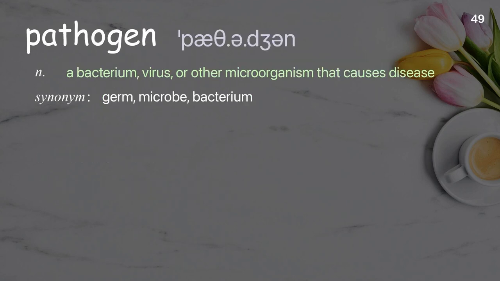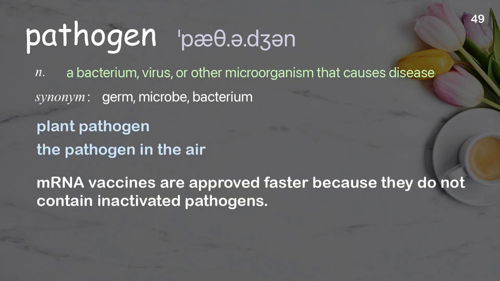Pathogen. A bacterium, virus, or other microorganism that causes disease. Examples: plant pathogen, the pathogen in the air. mRNA vaccines are approved faster because they do not contain inactivated pathogens.